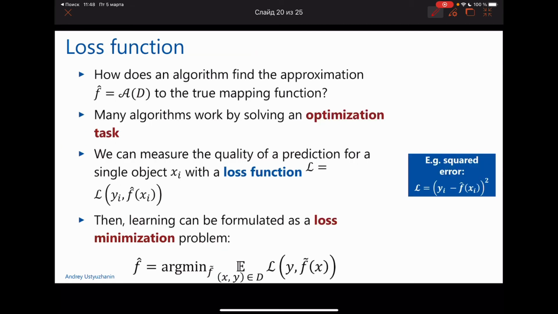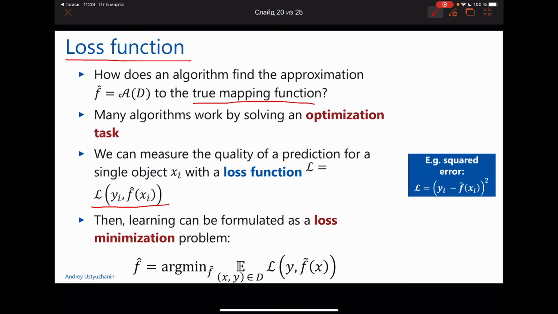So how do you quantitatively assess the quality of your algorithm? For that purpose, we introduce a loss function. So it is a function that tells how bad the algorithm approximates the true mapping function. And it is usually denoted as L between ground truth labels and predicted labels.